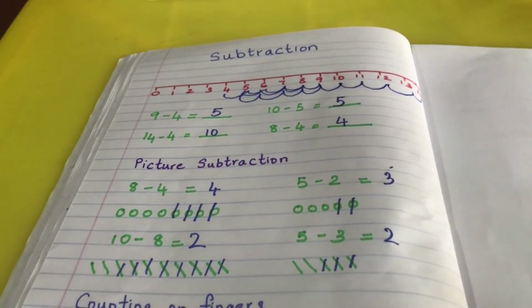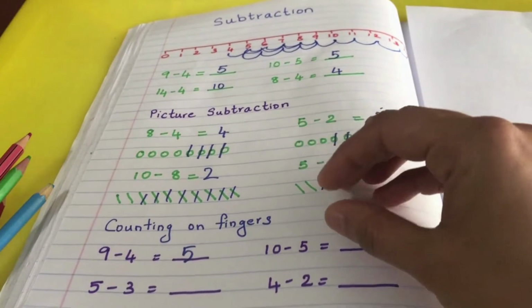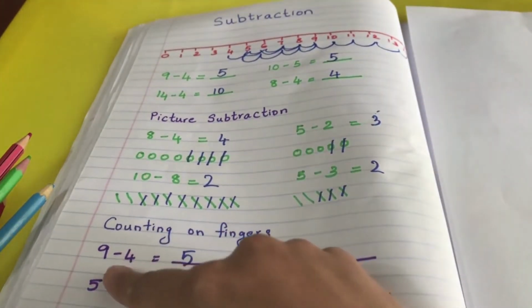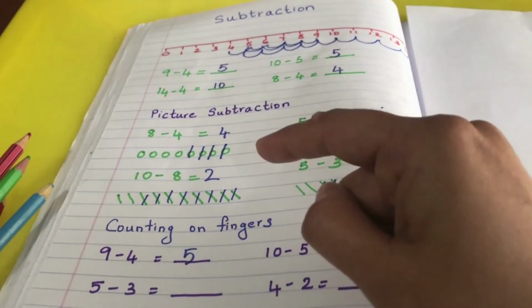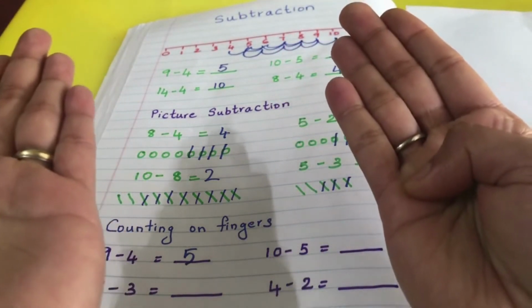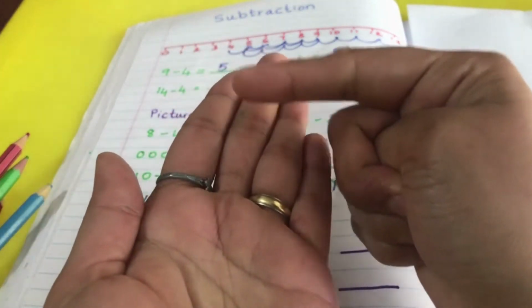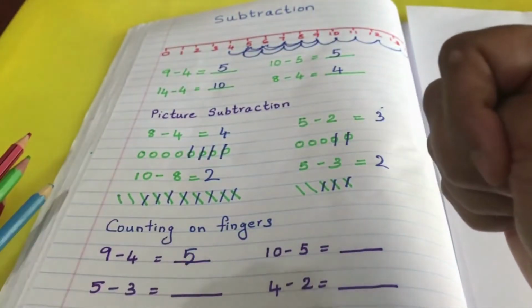Next, after teaching picture subtraction, you can teach subtraction on fingers. So the first equation is 9 minus 4. So the kid has to make number 9 on his fingers and it is 9 minus 4. So how many fingers are remaining? 1, 2, 3, 4, 5. So the answer is 5.